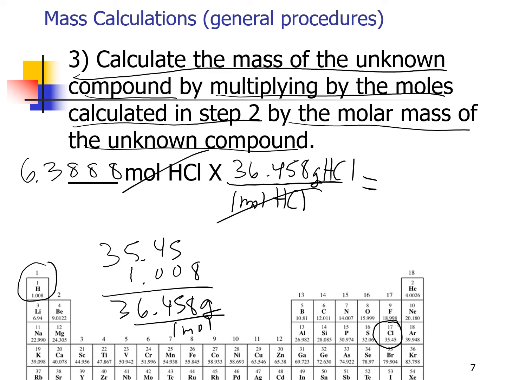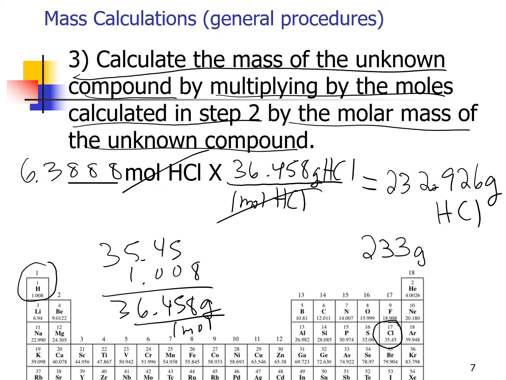6.3888 times 36.458 grams gives us 232.926 grams. And this is the point in the final step where we want to do the correct amount of sig figs. So we were given 3 sig figs in 345, so our final answer should have 3. So it's 233 grams HCl.